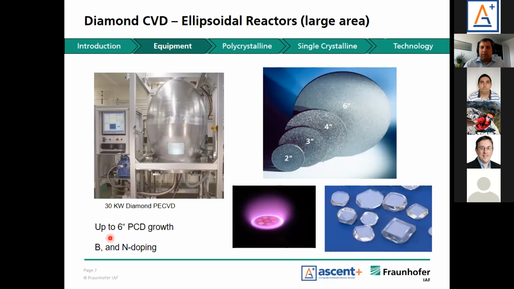In these reactors, we can do boron and nitrogen doping in addition to standard intrinsic growth. And I think for single crystalline material, we've tested it with 40 samples, but we could put up to 80 or maybe even 100 samples in parallel of these 3x3 single crystalline chips.